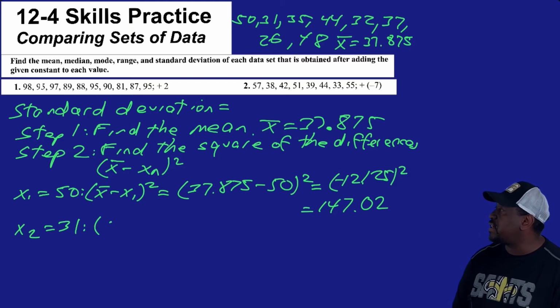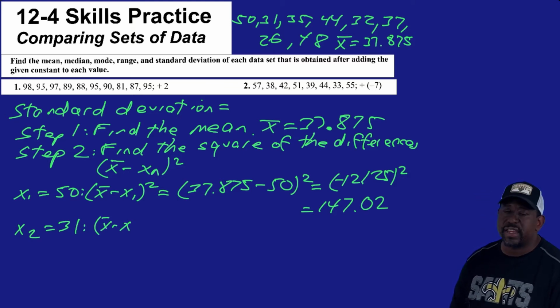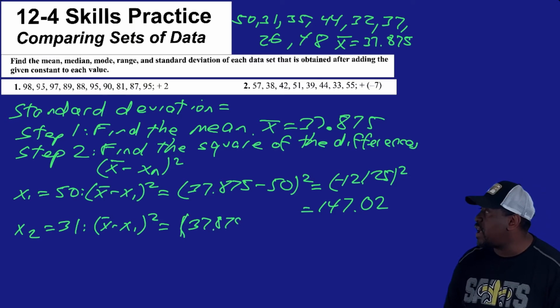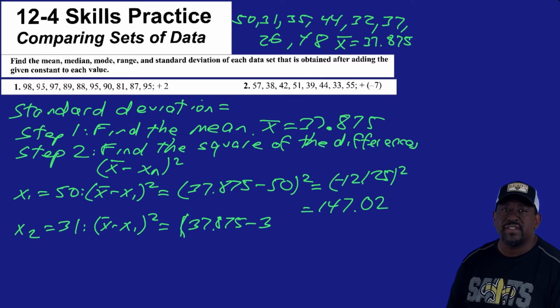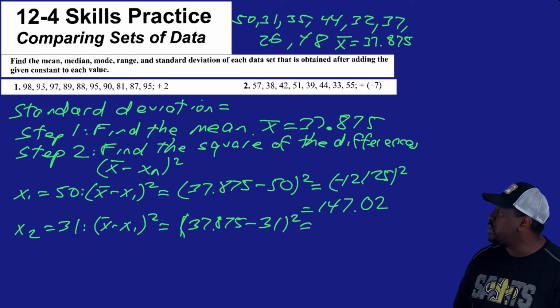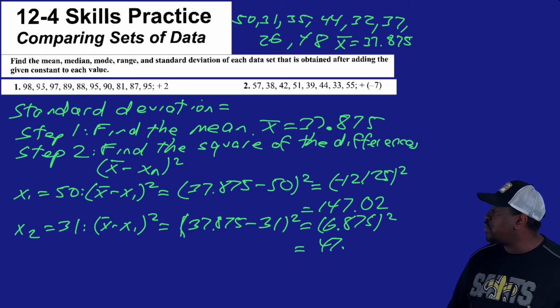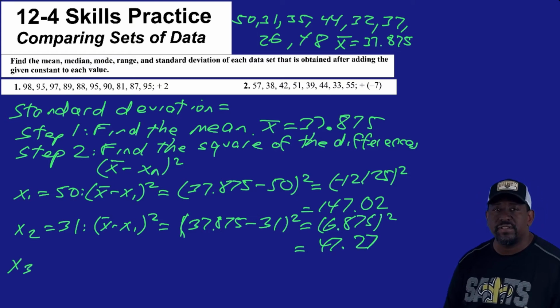Next data point is 31, which is the second point, and we must find the square of the differences for that. So we will write 37.875 minus 31 squared. When we do that, we will end up with a value of 6.875 squared. Again, you do all this on a calculator. And we will get a value of 47.27 rounded off to the nearest hundredth place.